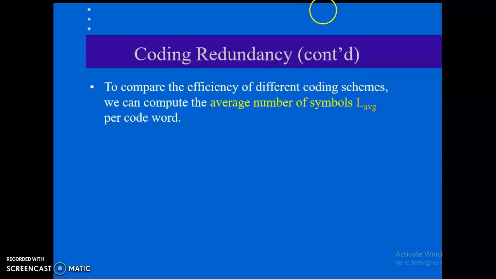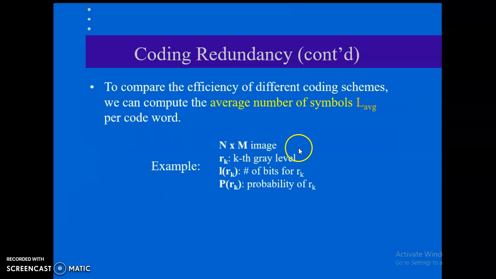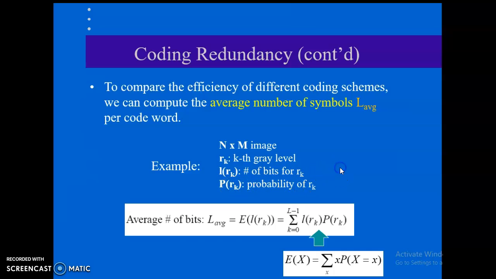To compare the efficiency of different coding schemes, we can compute the average number of symbols, L average, per code word. Example: an N by M image, with r_k the kth gray level, l(r_k) the number of bits for r_k, and p(r_k) the probability of r_k. Average number of bits: L average equals E of l(r_k), which equals the summation over k equal to 0 to L minus 1 of l(r_k) p(r_k).